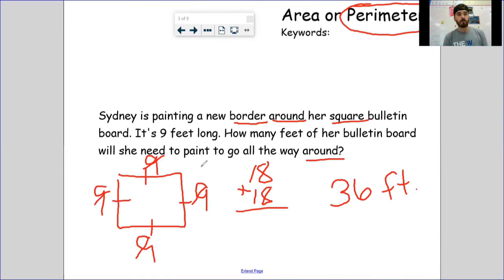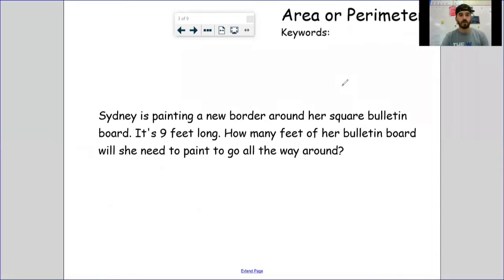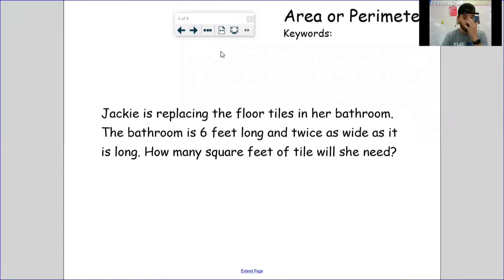Remember, area is square feet, perimeter is just the basic unit, 36 feet for that one. So again, keywords helping you figure out what to do there. So for this last one, I want to see if you can, once I read it, pause it, see if you can figure out the keywords, and then see if you can figure out if it's area or perimeter.